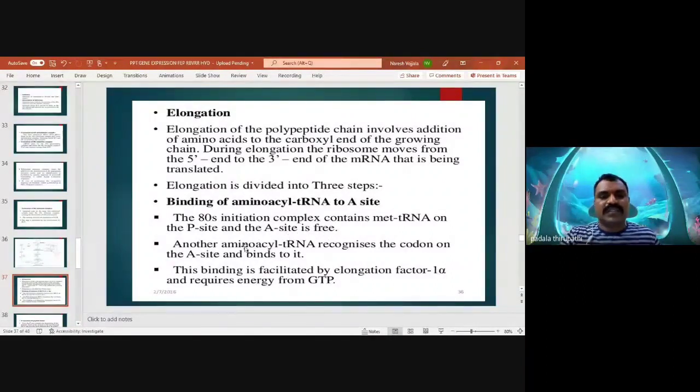Then another aminoacyl tRNA recognizes the codon on the A site and binds to it. The binding is facilitated by elongation factor 1 alpha. So this binding is facilitated by which elongation factor? Elongation factor 1 alpha, and it requires energy from guanosine triphosphate, GTP. Is it clear?